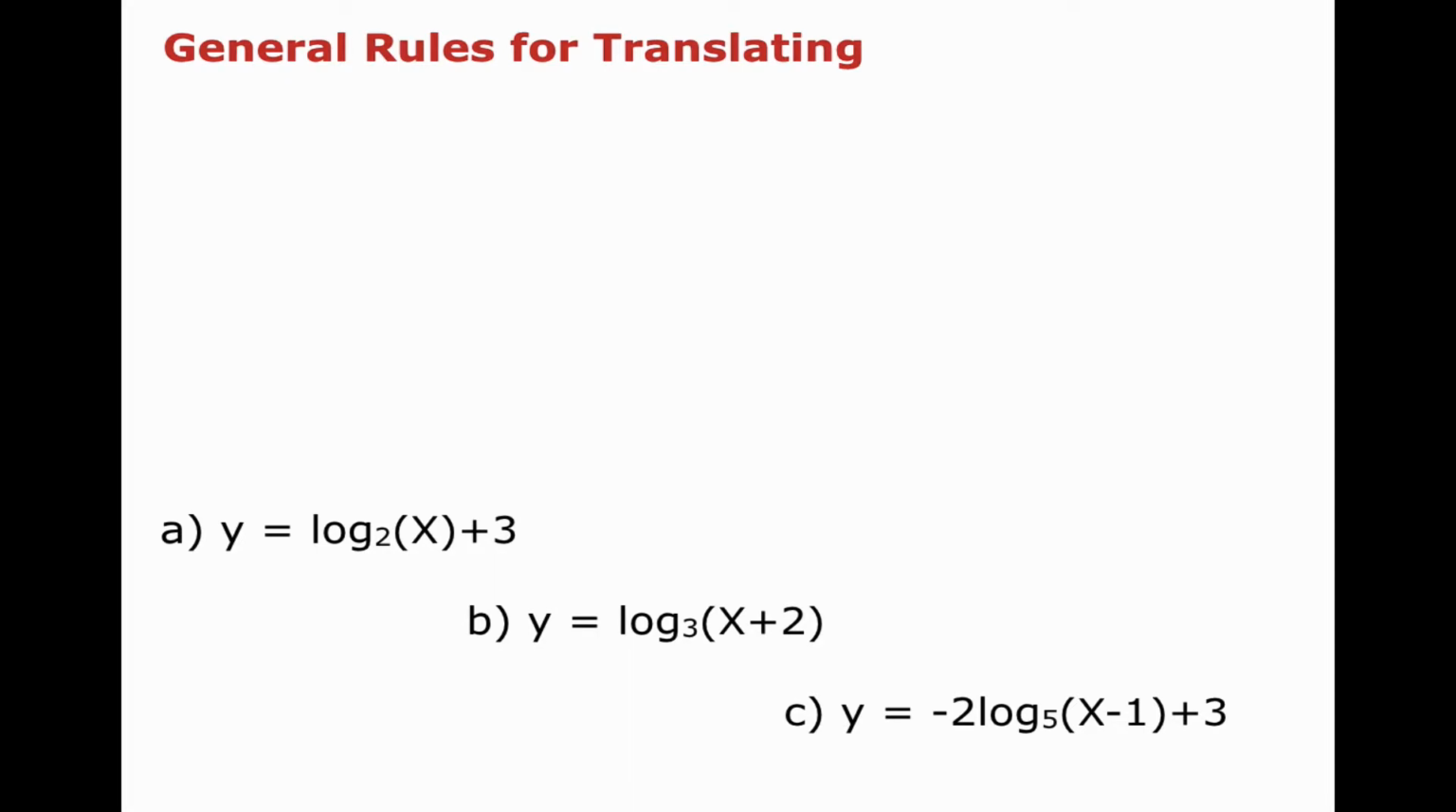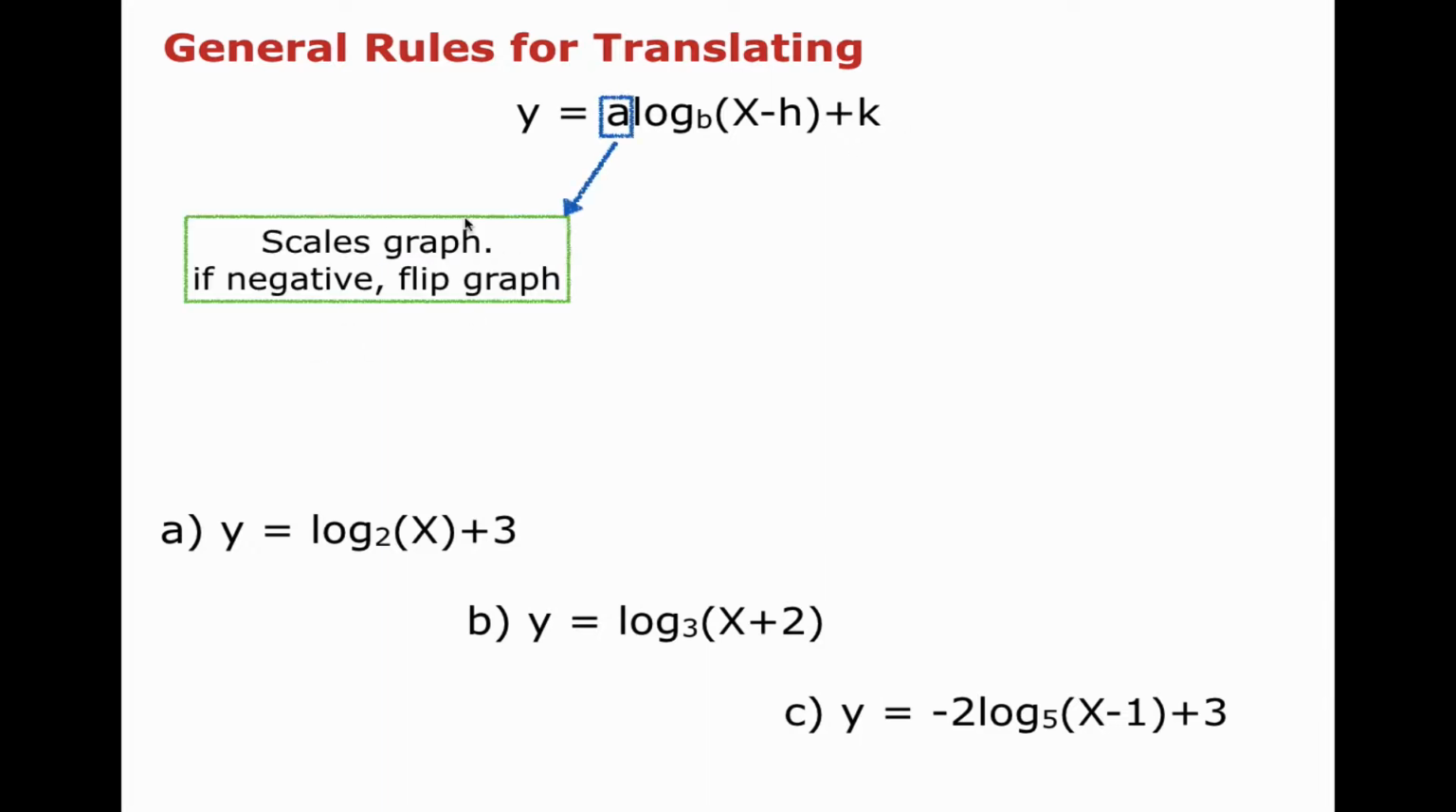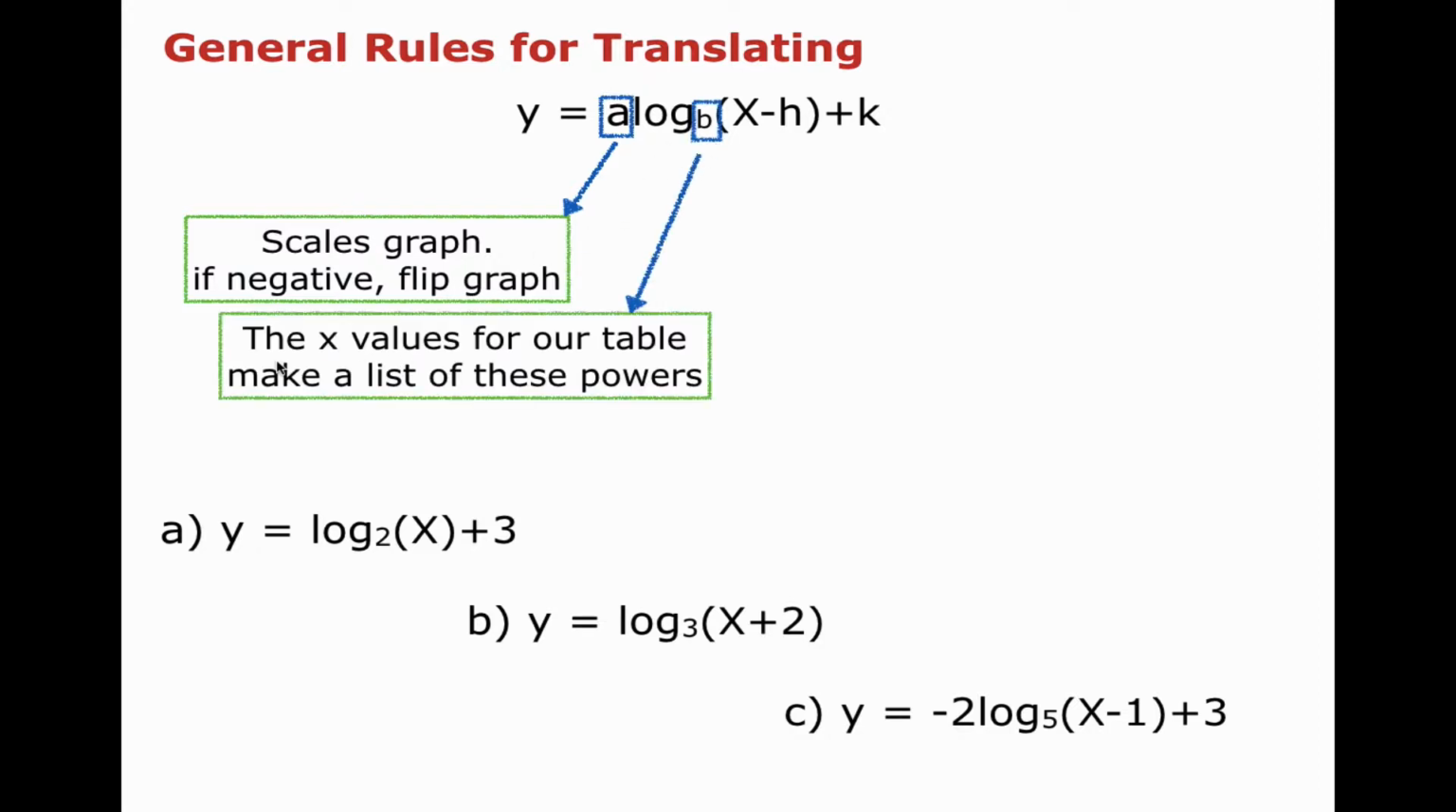So general rules for translating, right? These values should be familiar: a, h, and k, right? So a scales the graph, and if it's negative, the graph flips. And b is new, but we'll remind ourselves what it is, right? It gives the x values for our table, and we make a list of these powers, right? We just did that for 2. Here we do powers of 3. Here we do powers of 5.